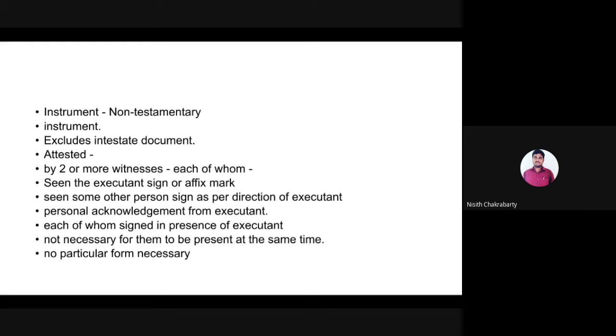Or the third case, the example that I gave, that the Pardanashin lady couldn't come out of her veil, and she couldn't sign in front of you, but she gave a personal acknowledgement to the witness that yes, in fact it is my signature. Then also it will be deemed as if the ingredient of attestation has been met.